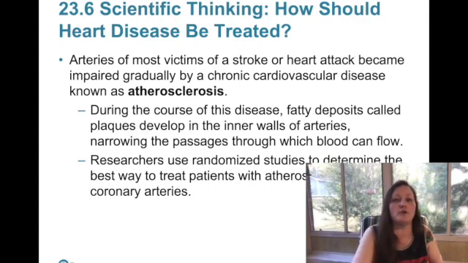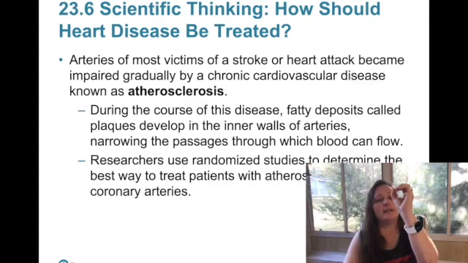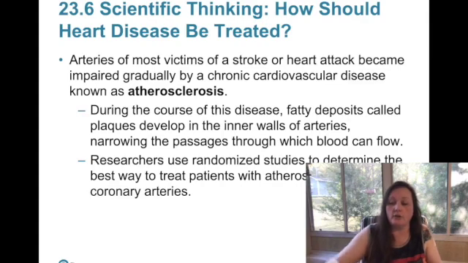Arteries of most victims of a stroke or heart attack become impaired gradually by chronic cardiovascular disease known as atherosclerosis. There you go. What's happening here is pretty much what I was just describing, where you have all these little fatty deposits, called plaque, slowly building up on the inner walls. And it's making it narrower and narrower, so you had a vein or an artery like this, and then it's like this, and then it's like this. So it's the equivalent of you covering more and more of the end of that hose. So that's going to cause your blood pressure to get higher and higher because there's just less and less space.